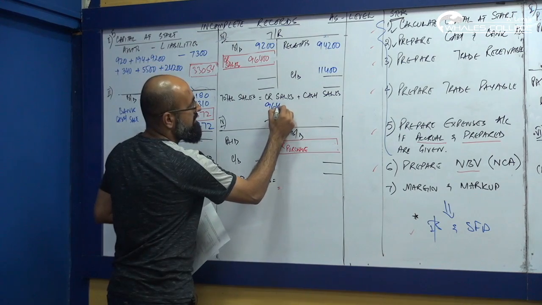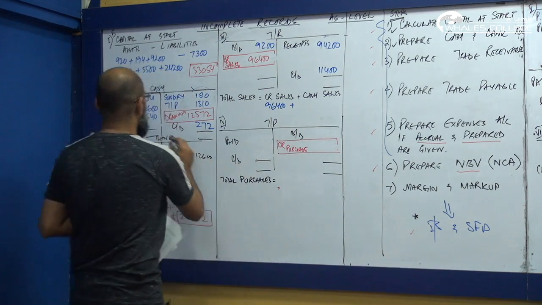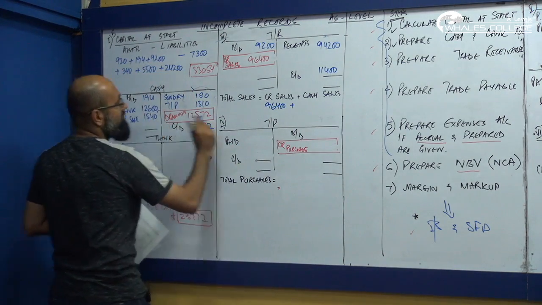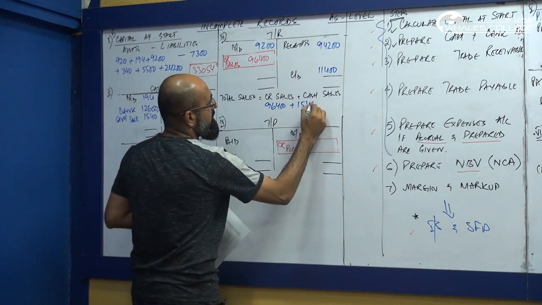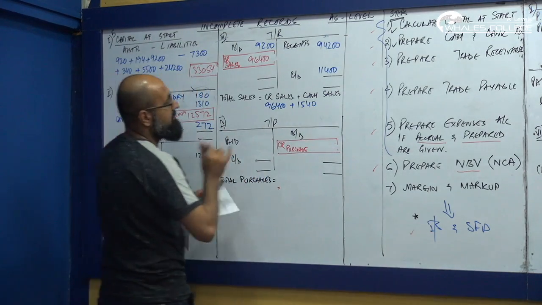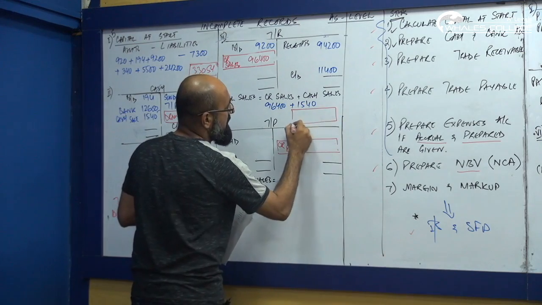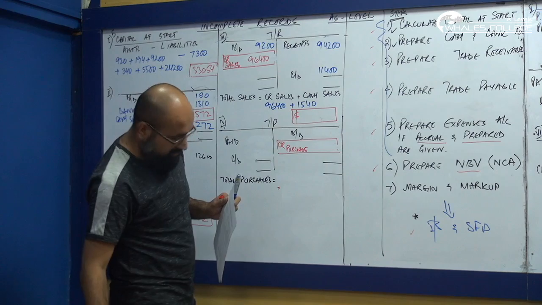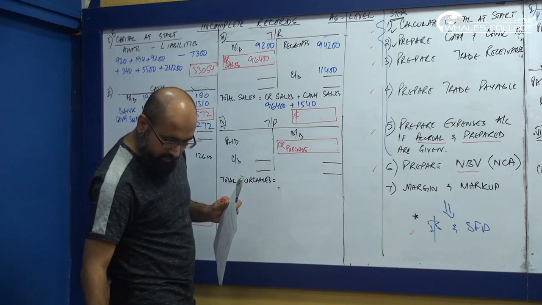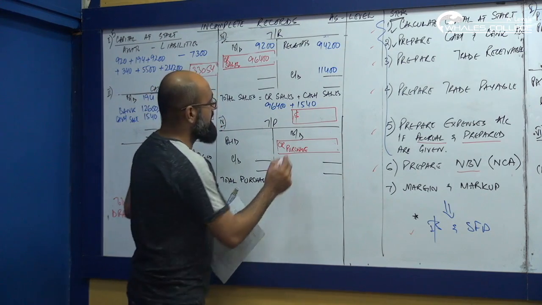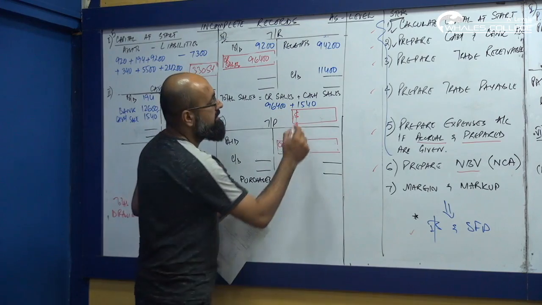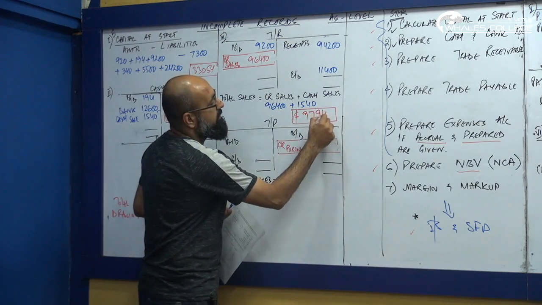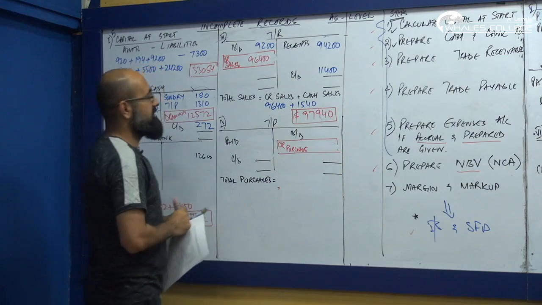96400 here, and you have the cash sales also here, 1540. Calculators, add them to get the total sales: 97940. These are the total sales.